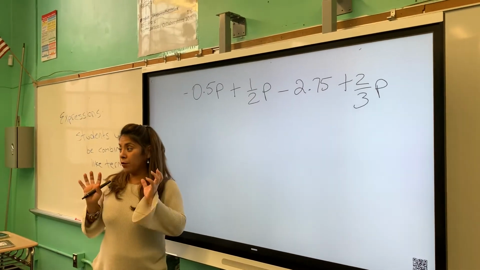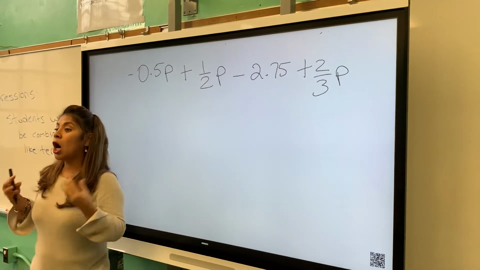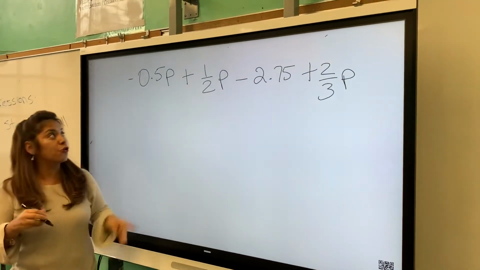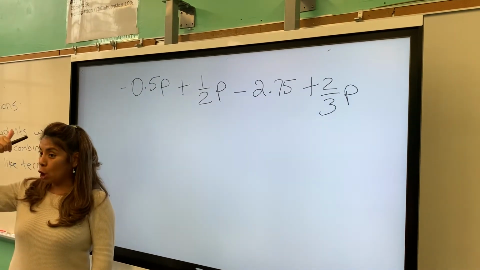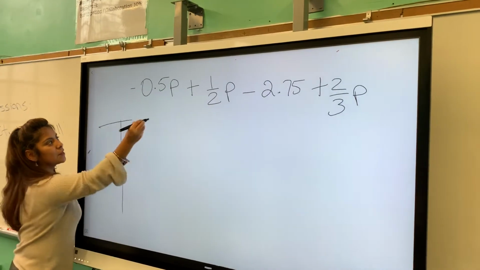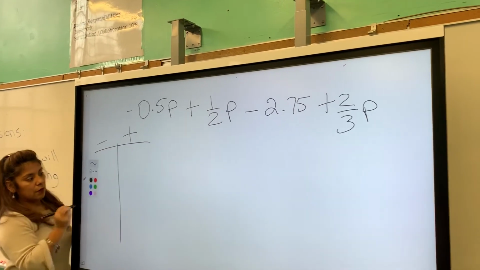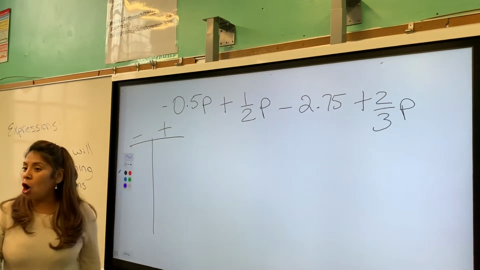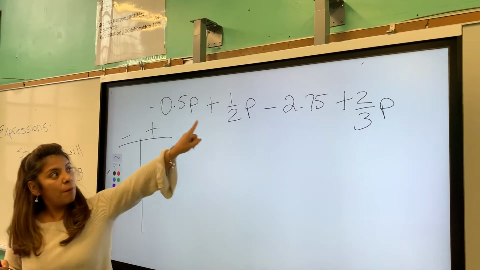Okay, so we're going to start with the following. We're going to start working with expressions. And as you know, now these expressions also have variables. So the first thing that we're going to create is a T-chart. This is my T-chart with my negative and my positive. But I want to make sure that I do understand that I also have here my variable P.